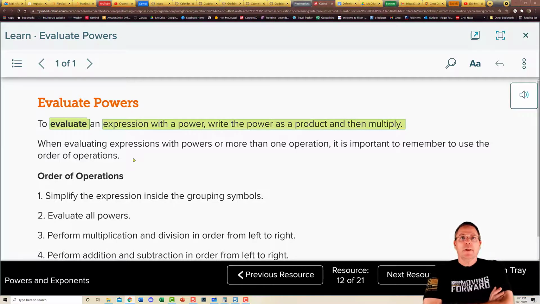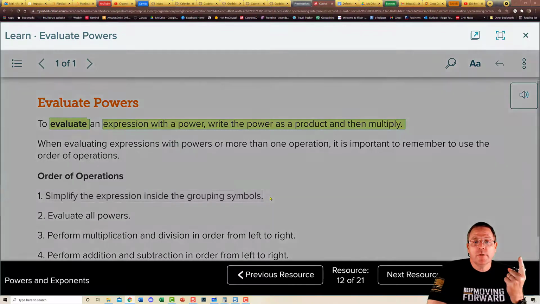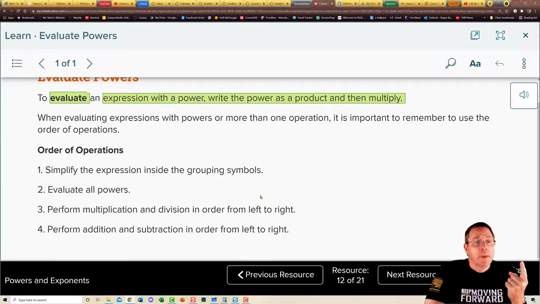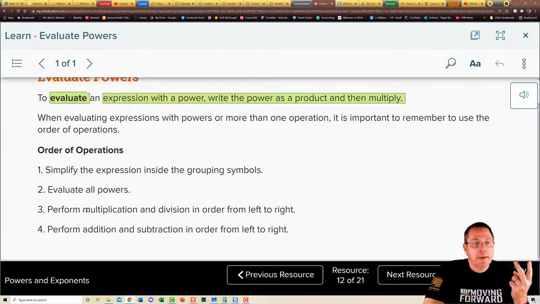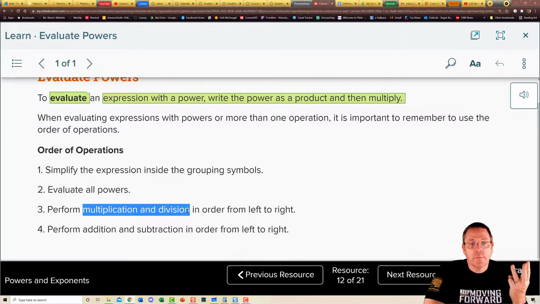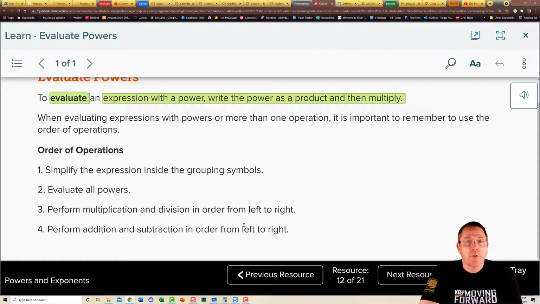And then when evaluating expressions with powers or more than one operation, it's important to remember to use your order of operations. Remember, that's PEMDAS. The first one, P: simplify all expressions inside grouping symbols. We call those parentheses, or things separated by the division bar. Next, E, exponents: evaluate all powers or all exponents. And then My Dear, multiply and divide from left to right. And then Aunt Sally, add and subtract from left to right. Always remember to use your order of operations as you're going through these problems.